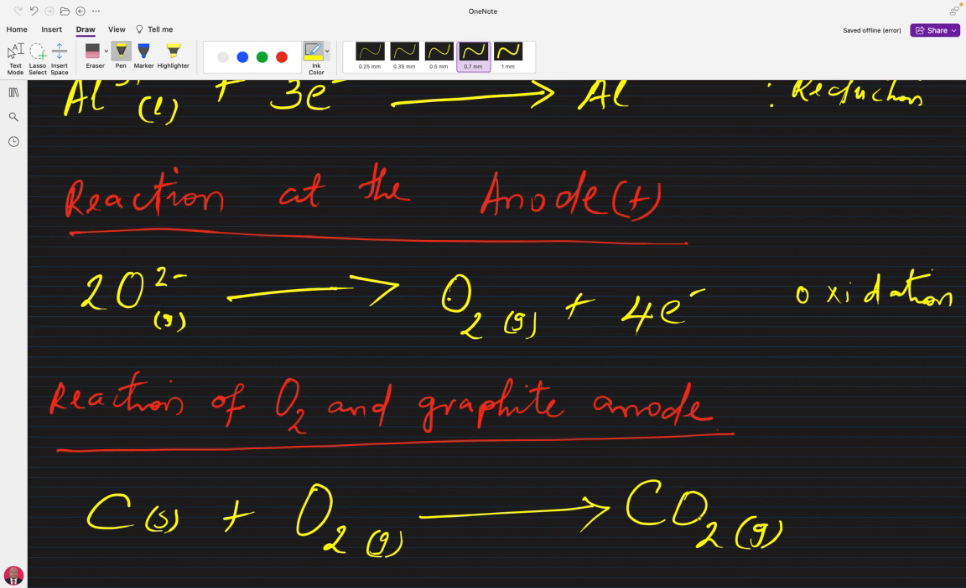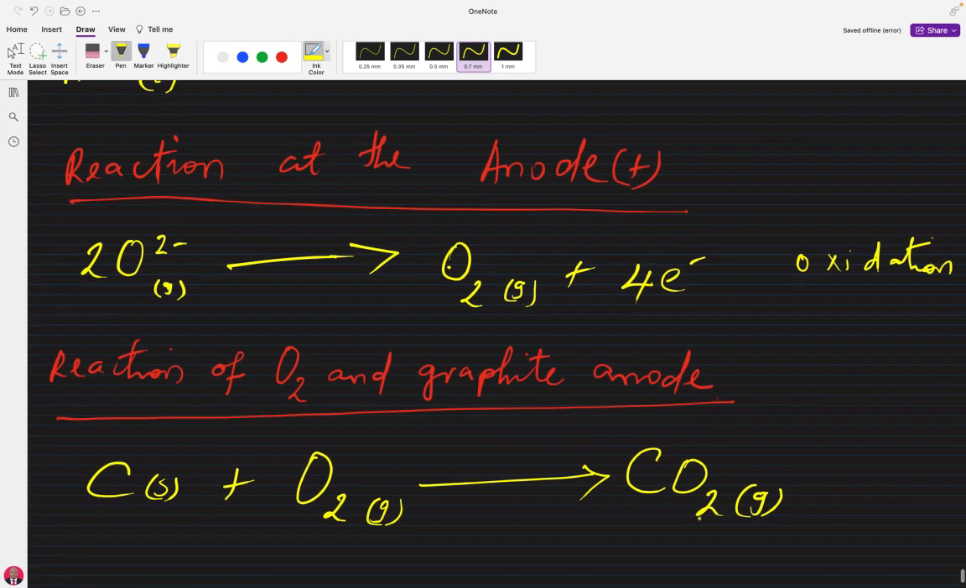Thus, the anode burns away and has to be replaced regularly. If they ask you in your exam, why is the anode regularly replaced? It's because it gets burnt by the oxygen that is being produced. The anode, which is the graphite, gets burnt with the oxygen produced at the anode, and it has to be replaced because it is always burning away when it reacts with oxygen.